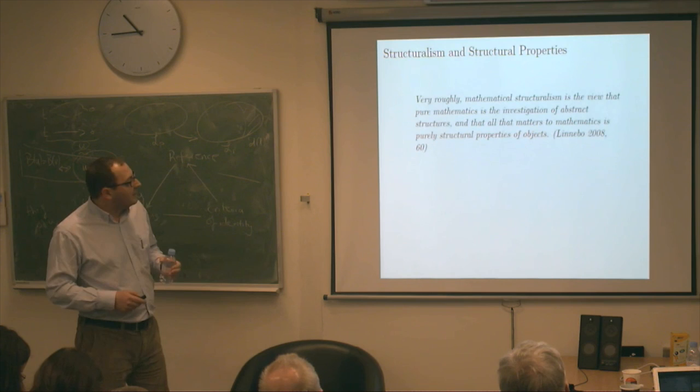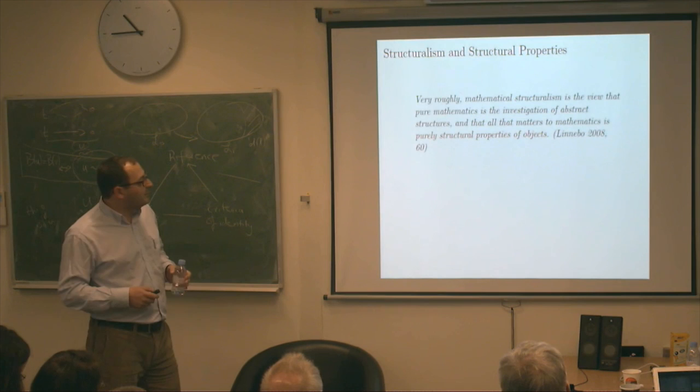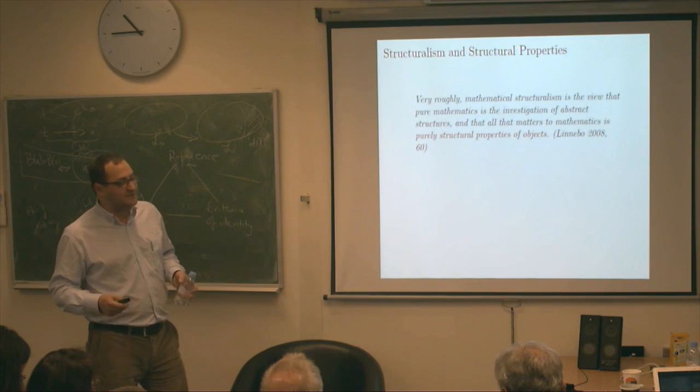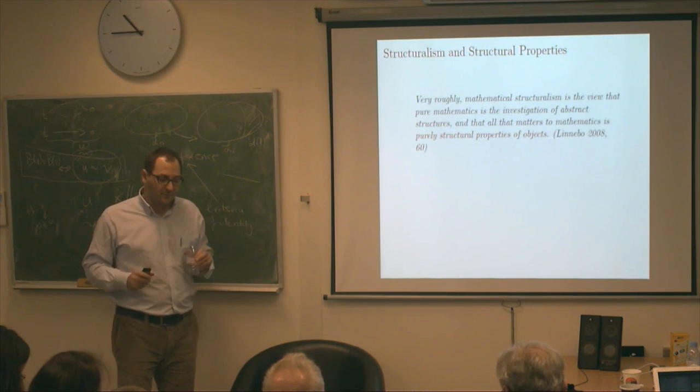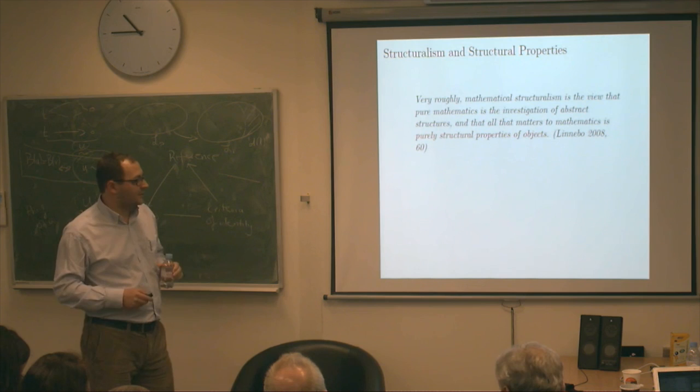There's again a nice quote from a paper, Eusten's paper from 2008, where he says, structuralism is the view that pure mathematics is the investigation of abstract structures, and all that matters to mathematics is purely structural properties of objects. And this, I think, one has to add here, this description is given against the background of a non-eliminative version of structuralism.